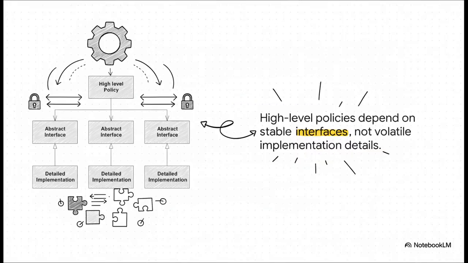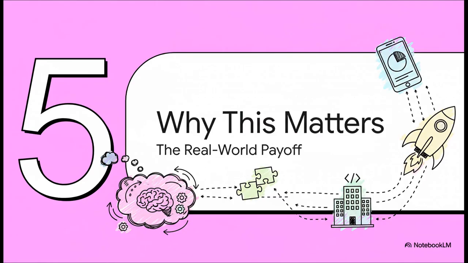And this diagram shows you exactly why that's so powerful. You see the high-level policy at the top? That's the main logic of your app. It doesn't talk directly to the messy, detailed implementation at the bottom. No way. Instead, it connects to that stable middle layer of abstract interfaces. What this means is you can totally change or update the details down below, and as long as you don't break that interface contract, the main application doesn't even notice. It's incredibly resilient.